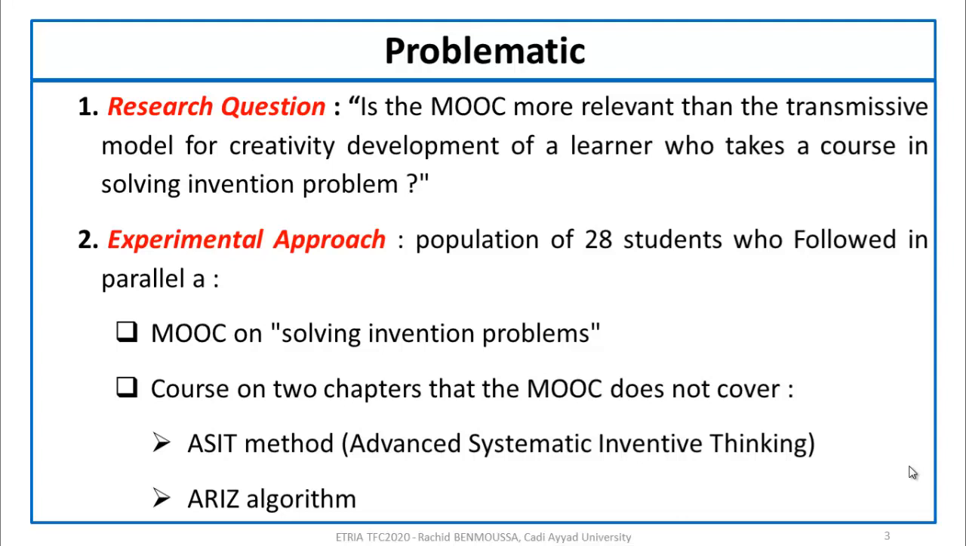The first chapter concerns the ASIT method, Advanced Systematic Inventive Thinking, for which we did not have the copyright required for its integration into the MOOC. The second chapter concerns the ARIES algorithm, too complex to be integrated into the MOOC as well. The objective of this experiment is to analyze the correlation between the results of this population for the 2 models of education. It was conducted for about 3 months between November 2019 and January 2020.